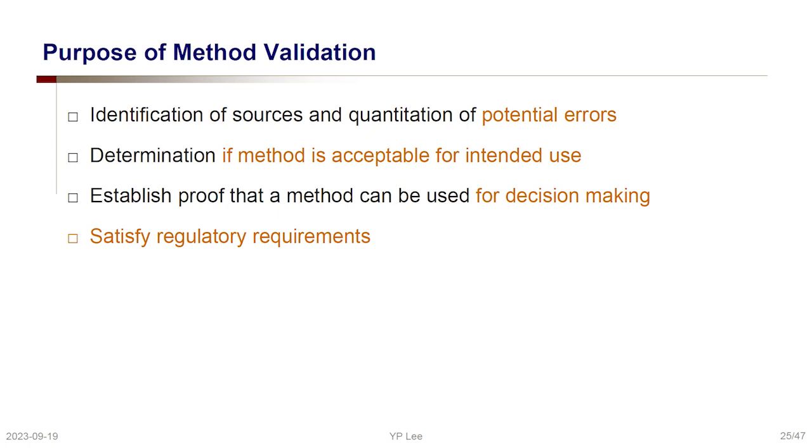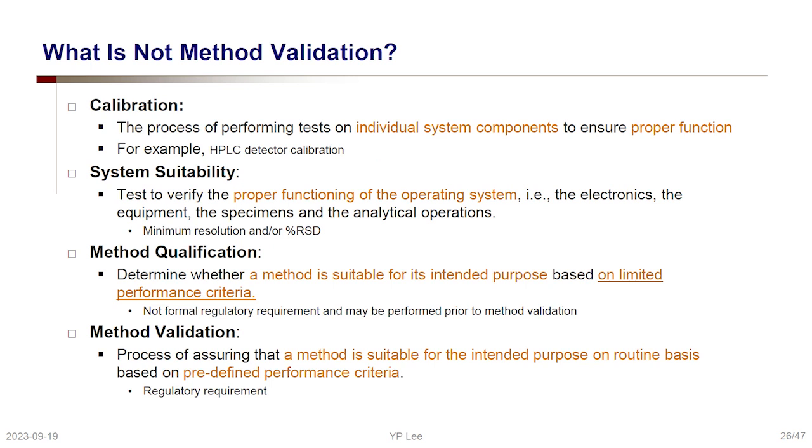So the purpose of method validation is to identify the potential errors or the sources of the potential errors and understand the variables or the variation in the potential errors, and also determine whether the method is acceptable for intended use. For the approval to make the decisions, the method needs to be proven to be useful, and the regulatory requirement, whether it can be satisfied or not. These things are validated through the method validation.